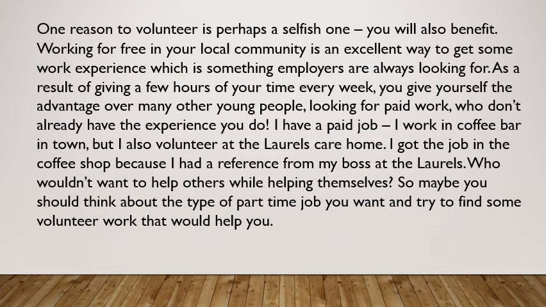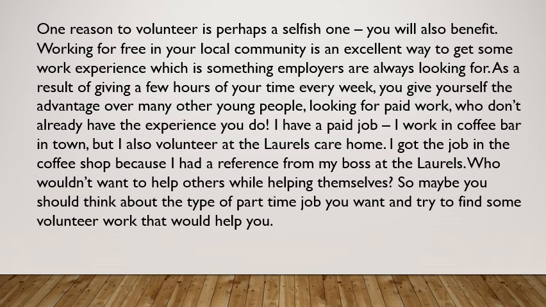So here I've got an example paragraph. It uses most or some of the techniques I was just talking about, some of the tools I was just talking about, and it goes like this. One reason to volunteer is perhaps a selfish one. You will also benefit. Working for free in your local community is an excellent way to get some work experience, which is something employers are always looking for.